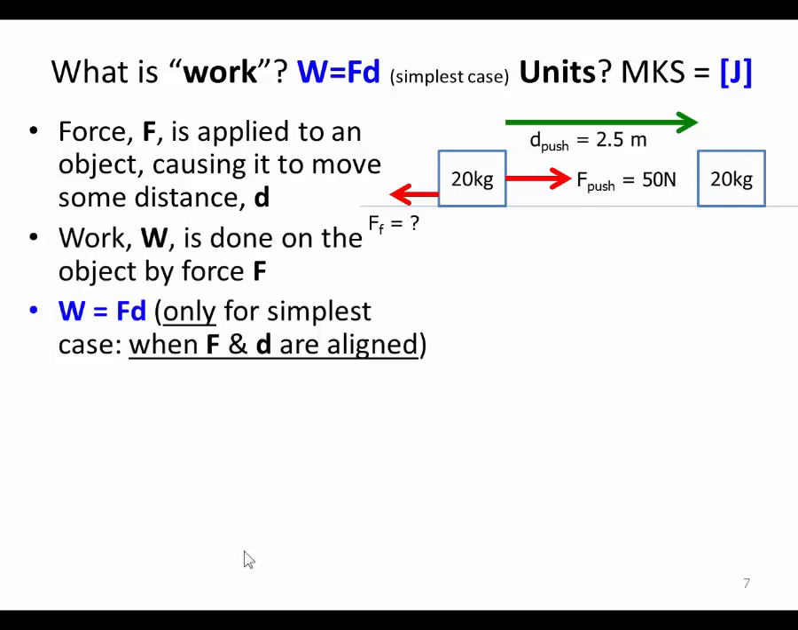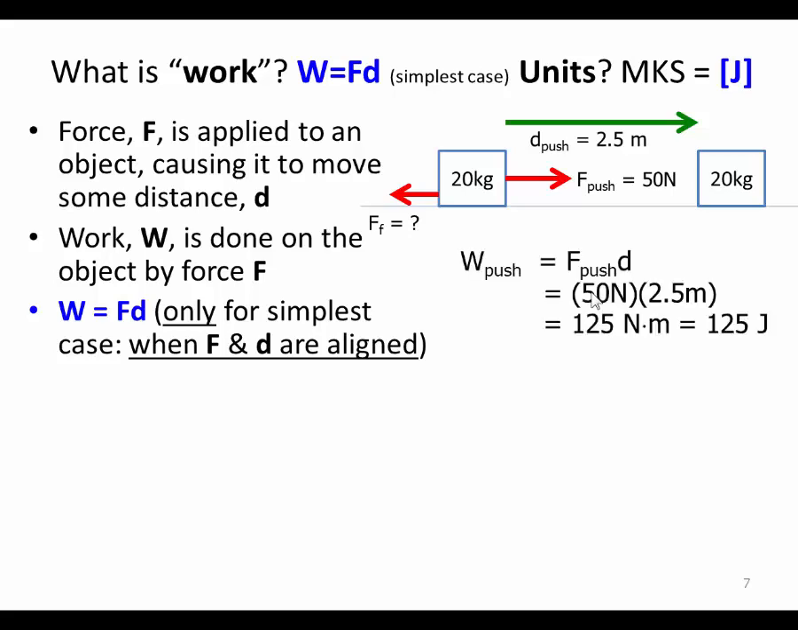And so we're going to use our simple equation, and we can only use the simple equation if the forces are aligned. So the pushing force is going to the right, as is our displacement. Now the frictional force is also aligned with this, it's just in the opposite direction. So we've got a frictional force to the left and the distance to the right. Three of these vectors are aligned in the x direction. So to calculate our pushing work, all we have to do is work equals the pushing force times the distance, using our simple equation that we can only use when all of our forces are aligned. And so we just take our 50 newtons times 2.5 meters and we get 125 joules.